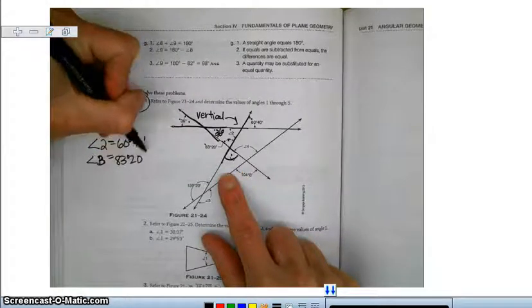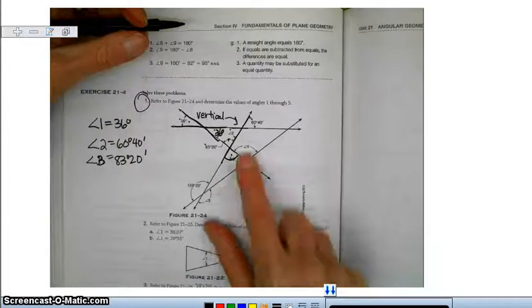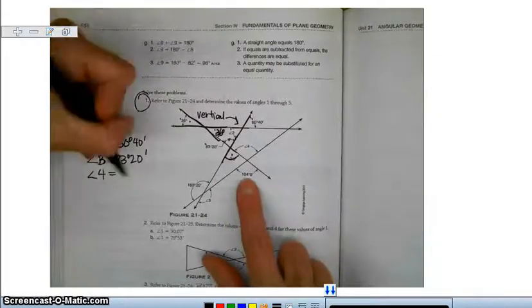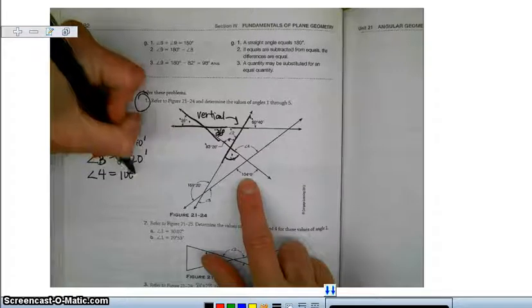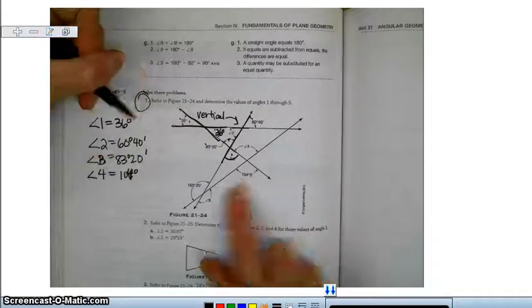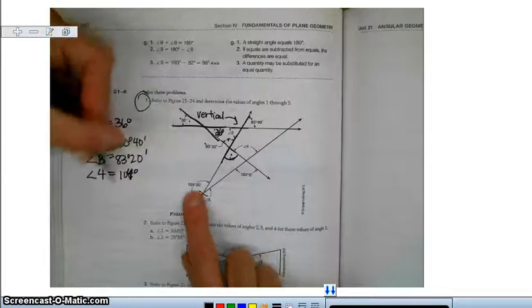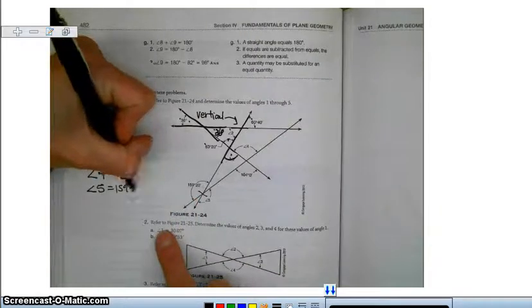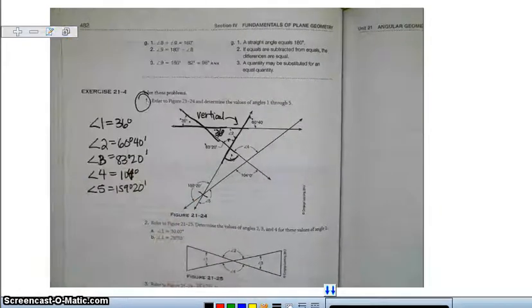All right, now we're on angle 4, and angle 4 is a vertical angle with this angle over here, so that's 104 degrees. And finally, angle 5 is a vertical angle with this angle, so angle 5 is 159 degrees 20 minutes. So I think that's all we were supposed to do there.